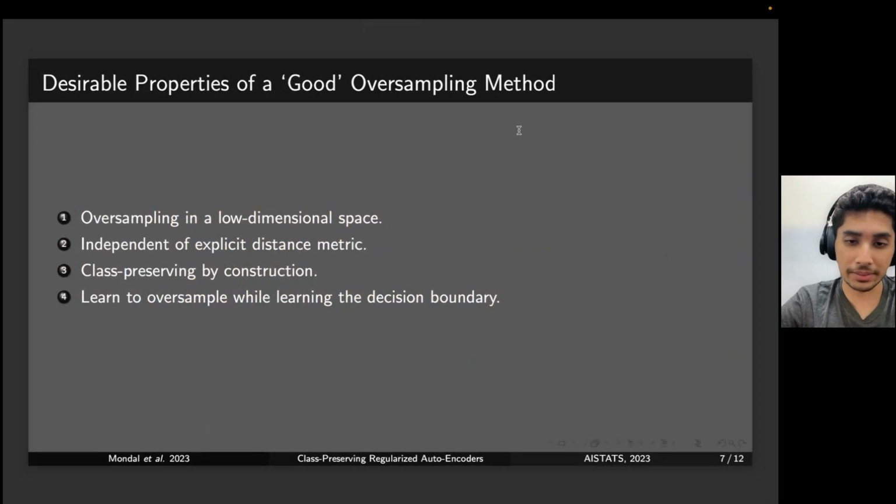And third, the oversampling procedure should ensure that class is preserved while oversampling. And the last conjecture is that it should learn to oversample while learning the decision boundary. Previous SOTA methods miss out on one or more of these properties, while our method ensures that all of these properties are satisfied simultaneously.